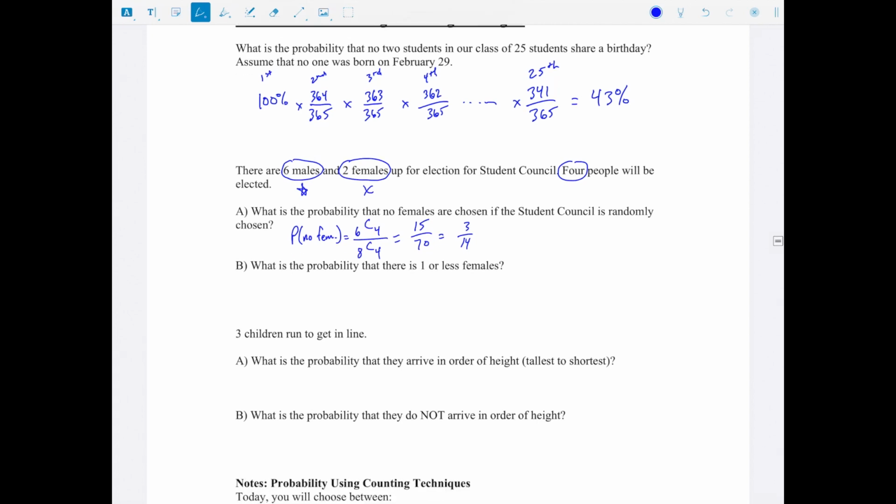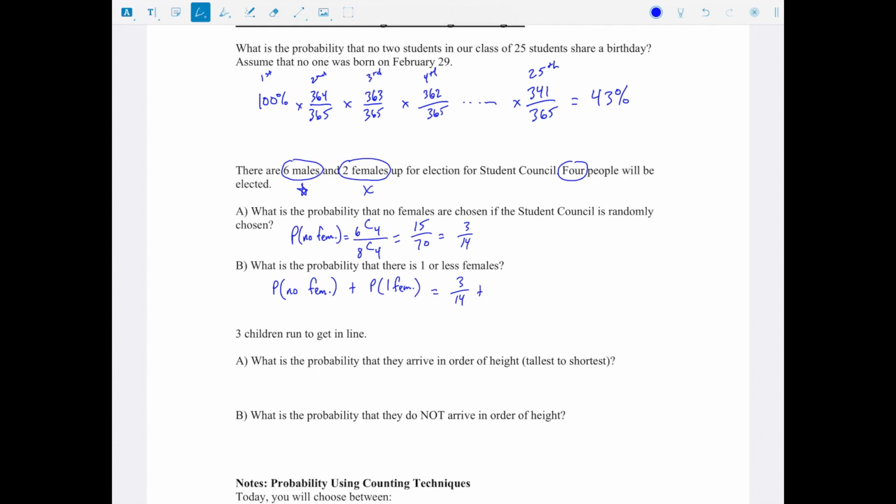What is the probability that there is 1 or less females? Okay, so the probability that there is 1 or less would be equal to the probability that there are no females or that there is 1 female. So the probability that there is no females, we already figured out, was 3 out of 14, plus the probability that there is 1 female.